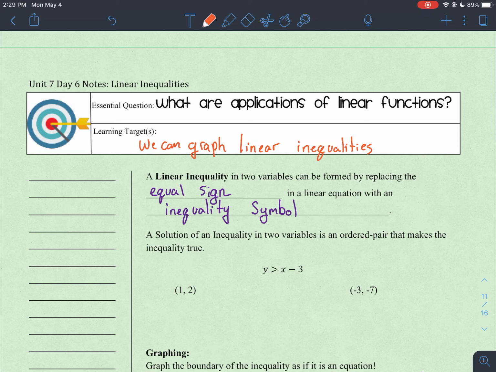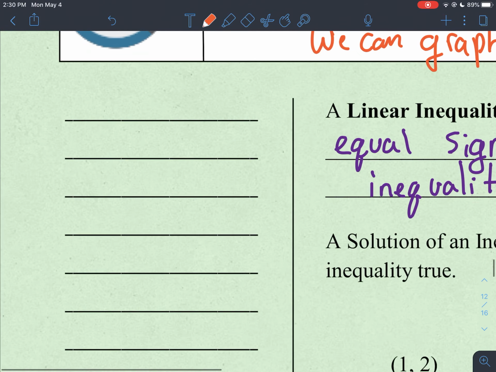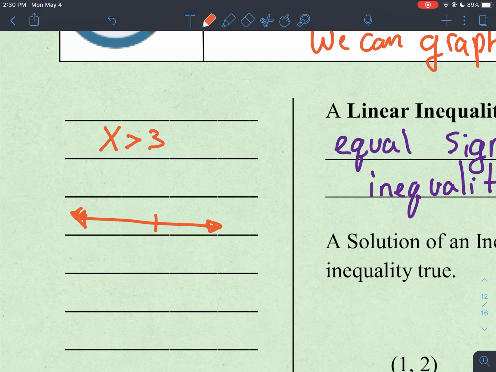So what is a linear inequality? Two variables can be formed by replacing the equal sign with an inequality symbol. Now if you remember, you have less than, greater than, less than or equal to, or greater than or equal to. When we talked about one dimension before, say just x is greater than 3, we had the number line and we had some endpoint at 3. So we'd have an open circle at 3 with all the numbers greater than 3 on the right. So it wasn't just a single number, where, say, you had x equals 2, where a single number made that true. It was a range of numbers.